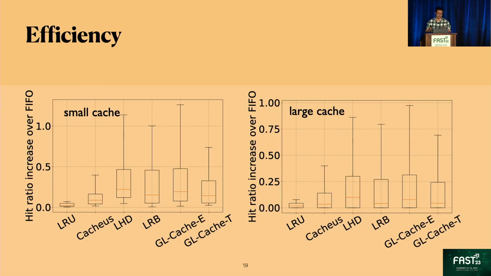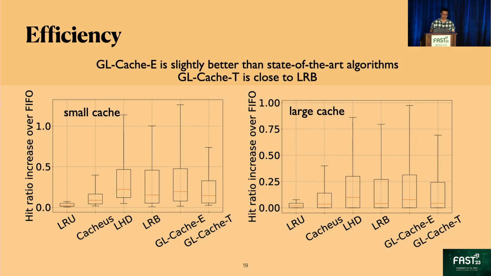So these 2 figures show efficiency. The Y axis shows hit ratio increase over FIFO. The X axis shows different algorithms. The 2 figures show small cache size and large cache size. Compared to LRU, the 3 known caches, CACHEUS, LHD, and LRB, have significantly higher hit ratio. Compared to the 3 known caches, Geocache E is slightly better than all of them, while Geocache T is similar to LRB, which is object-level learning. And this holds for both small and large cache sizes.